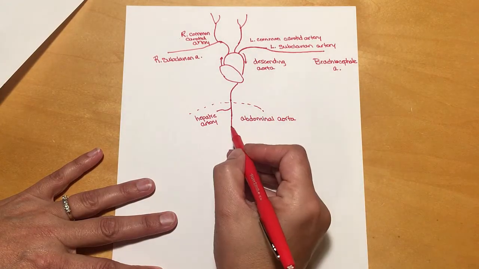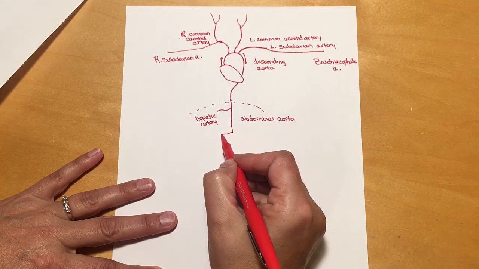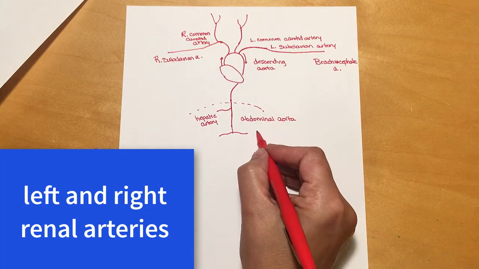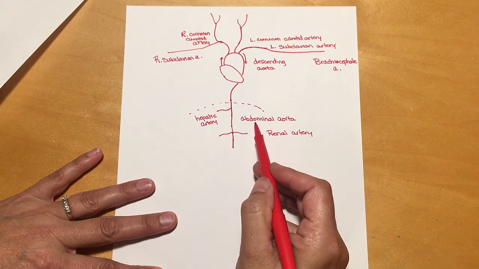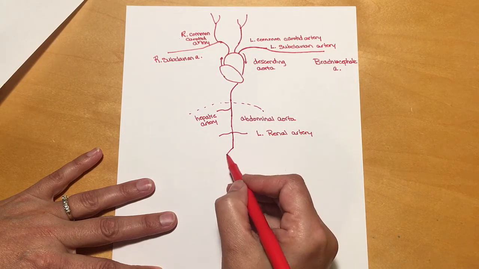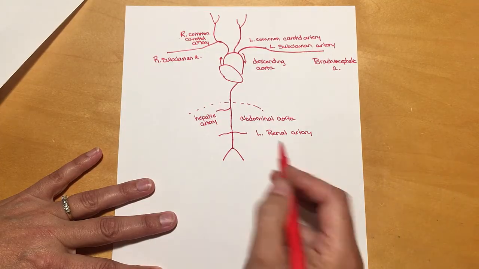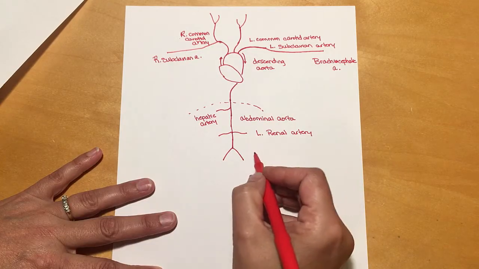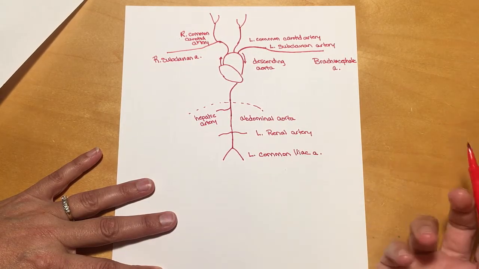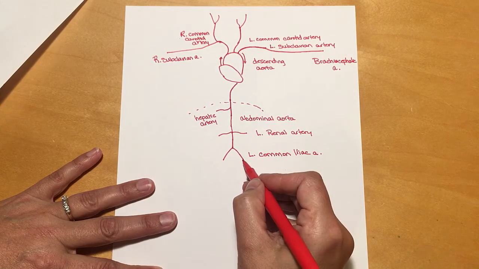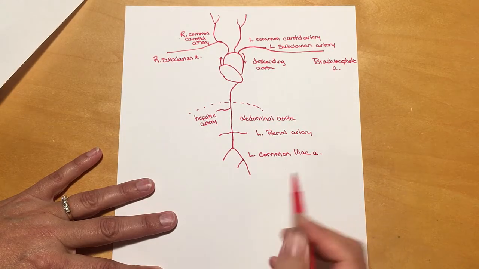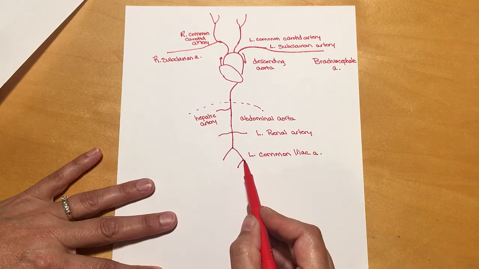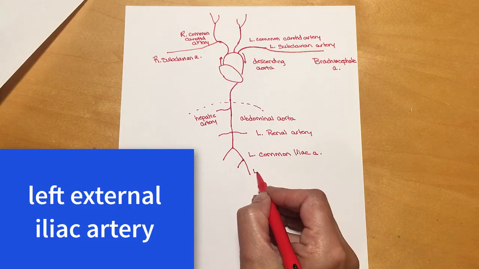Our next set of branches off of the abdominal aorta are going to be the left and right renal arteries, and they're going to go to the kidneys. The abdominal aorta is going to continue and then branch into two arteries. This is called the left and the right common iliac artery. And remember, it's got the word common in it, so we know it's going to branch. And in fact, it does. It branches into a very small internal iliac artery and a much larger external iliac artery.